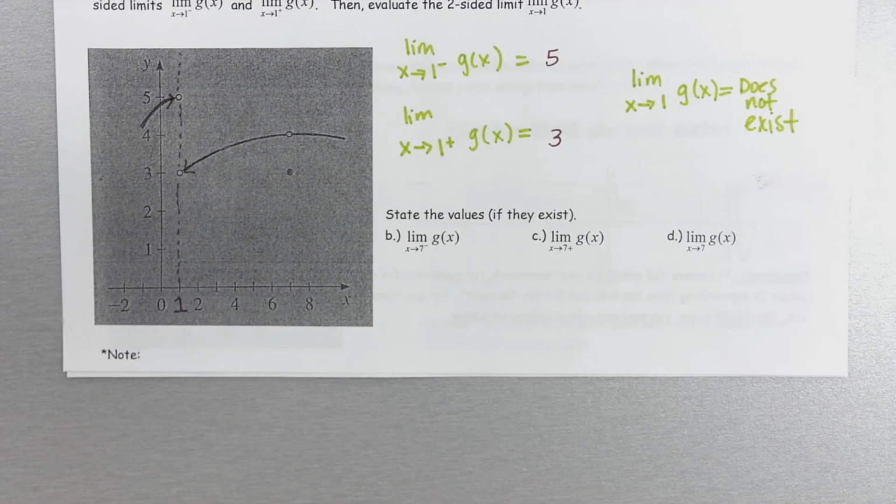All right, and then let's do part B. So we're going to state these values if they exist. So 7 from the left, 7 from the right, and then the two-sided limit. I want you to give that a try. Maybe use a pencil just to write down what you think, and then if you need to change it, you can change it. Give those a try.